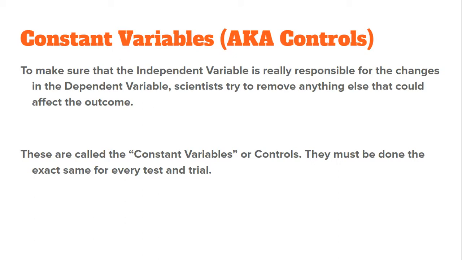If there's lots of different things in the experiment that are changing, it's very difficult to say that this one particular item is what was responsible for the outcome. We call these items that we need to keep the same constant variables or controls, and we try to keep them the exact same for every single test and trial.